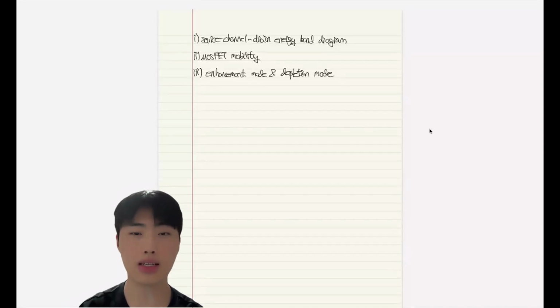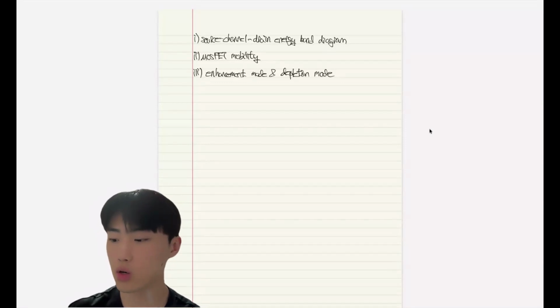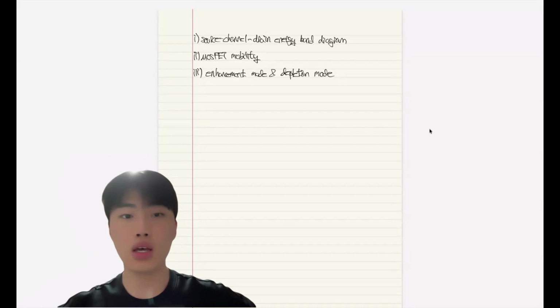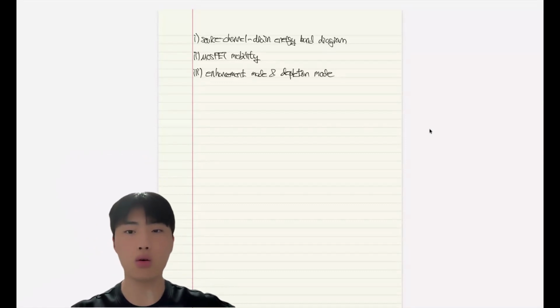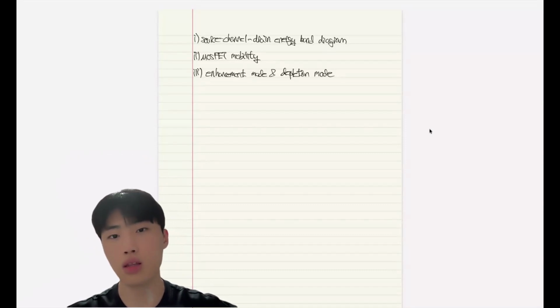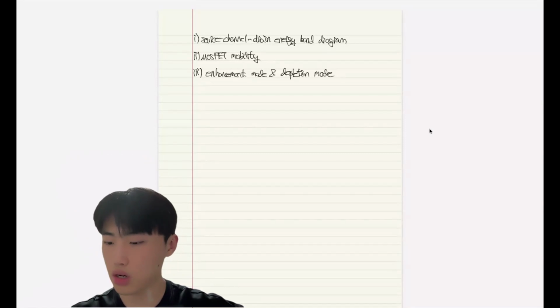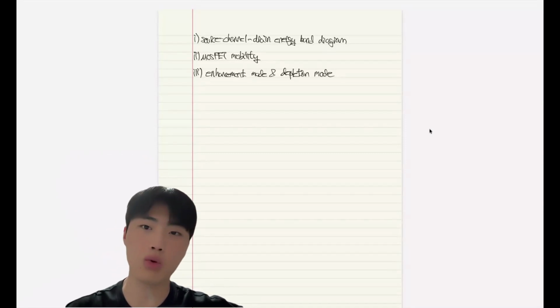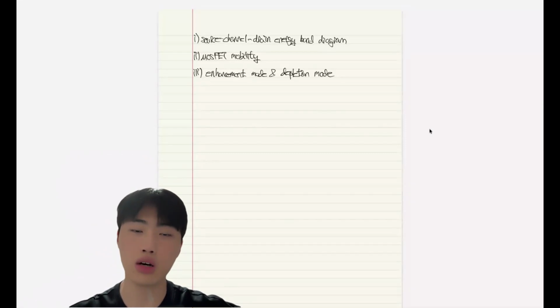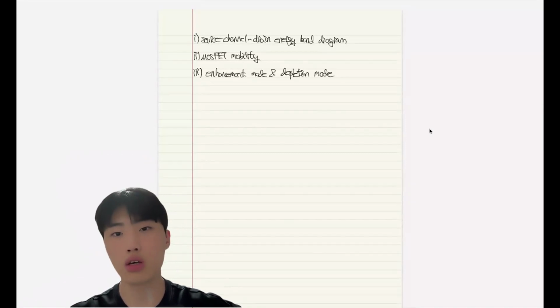Hi, today in class we will talk about the source, channel, drain energy band diagram, second, MOSFET mobility, and third, enhancement mode and depletion mode. Last week we talked about the MOSFET energy band diagram and the ID-VD curve and the ID-VG curve.